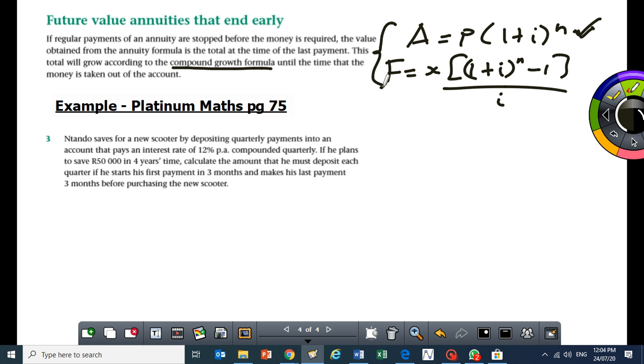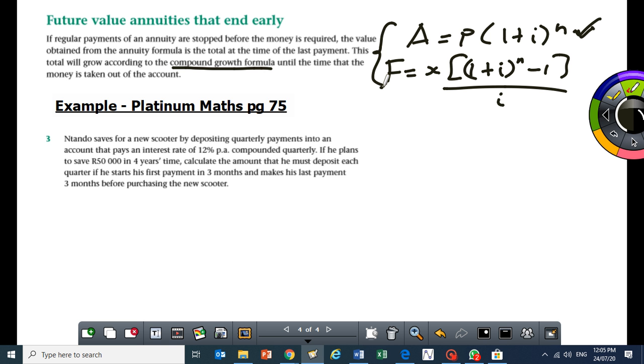Okay, so let's move on to question 3. It says, Intando saves for a new scooter by depositing quarterly payments into an account that pays an interest rate of 12% per annum compounded quarterly. If he plans to save 50,000 in 5 years' time, calculate the amount that he must deposit each month if he starts his first payment in 3 months and makes his last payment 3 months before purchasing the scooter.